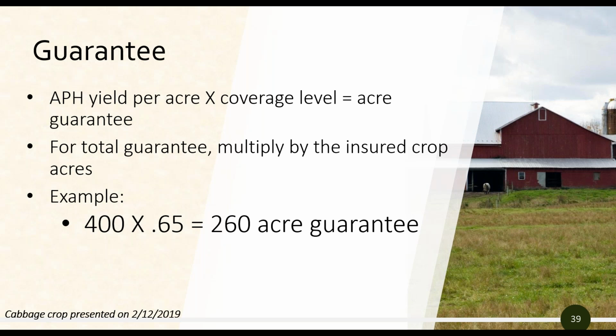So in order to calculate the guarantee, you would take the APH yield per acre times the coverage level to get the acre guarantee. Remember, to get the total guarantee, you just take that and multiply by the insured crop acres. So our example here is the 400 APH yield, and remember this is 400 hundredweight per acre. Multiply that times your coverage level 65% to get your 260 acre guarantee. Pretty simple, but that's how we get the guarantee.